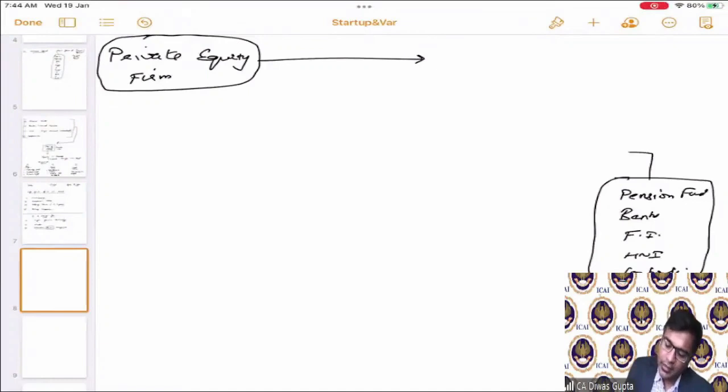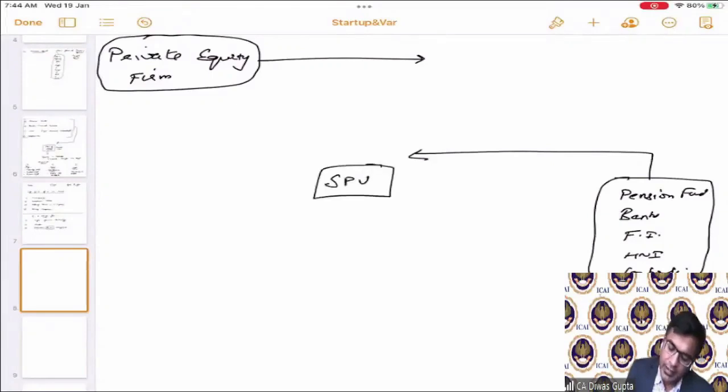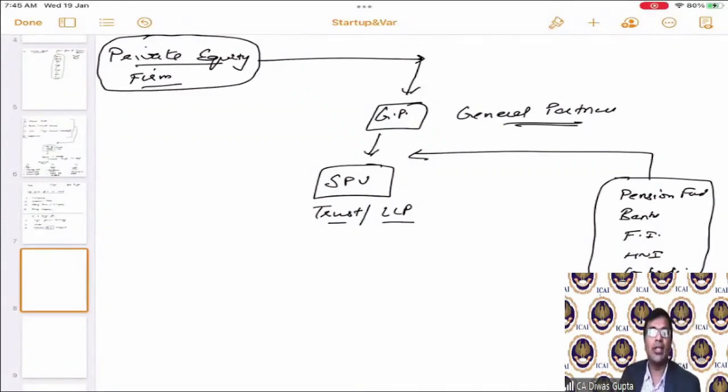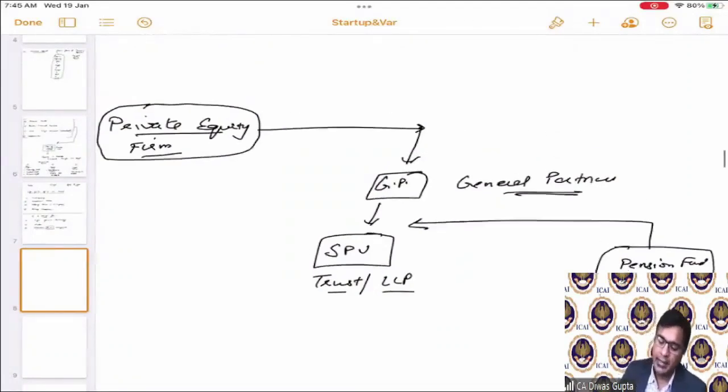They will create this pool of funds, which is called an SPV, special purpose vehicle. A special purpose vehicle is formed in the form of a trust or a limited liability partnership, which is entrusted with the funds contributed by the limited partners. And this private equity firm will appoint some general partners. These are individuals entrusted with the task of collecting this money and taking decisions on investing it.